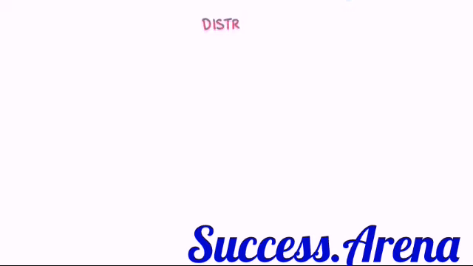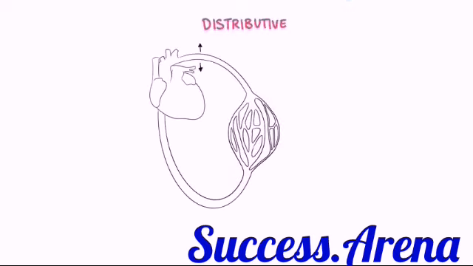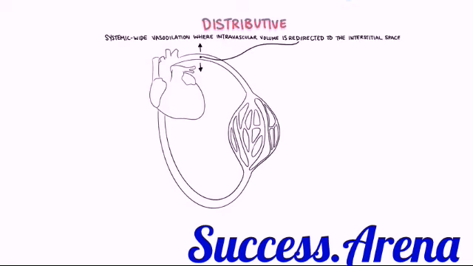The final type of shock is distributive shock, and this is caused by a system-wide vasodilation, where intravascular volume is redirected to the interstitial space. The three subtypes are septic, anaphylactic, and neurogenic shock.